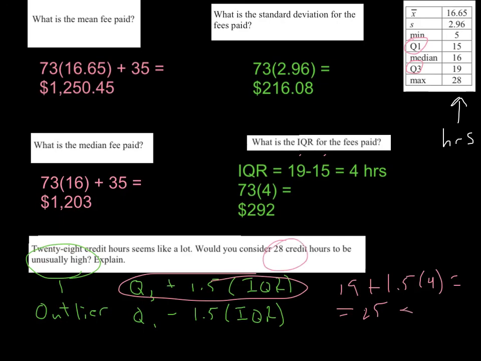So is 28 high? Well, 25 is less than 28. So the answer to this question is yes. Anything over 25 hours is unusually high, and 28 is over that. So I consider it to be an outlier. That's that. You should now be able to handle the first portion of the other side of the PDF there, or practice C.